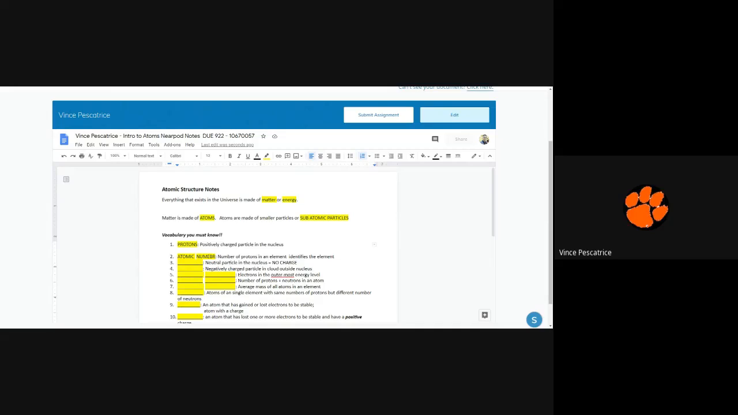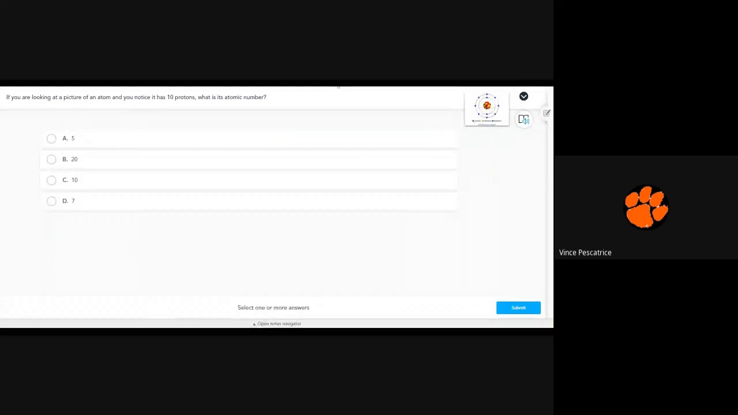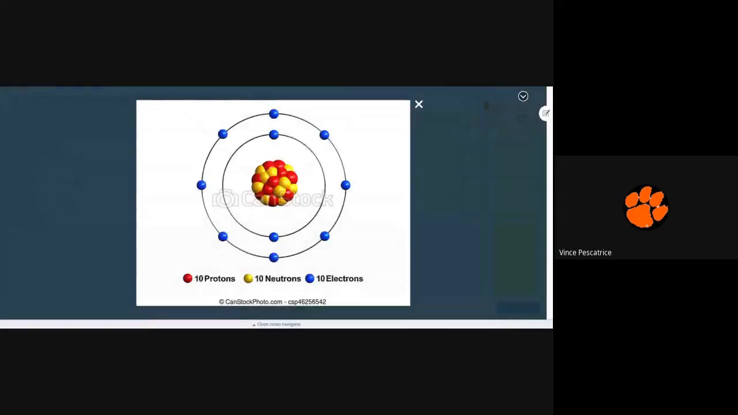All right, let's see how well you're paying attention. Again, if you don't know what to do, look at your notes. Your notes have the answers. Look at this picture on the Nearpod. If you're looking at a picture of the atom and you notice that there are 10 protons, what is the atomic number? You can see that there's 10 protons, 10 neutrons, and 10 electrons. So what is the atomic number of this atom?